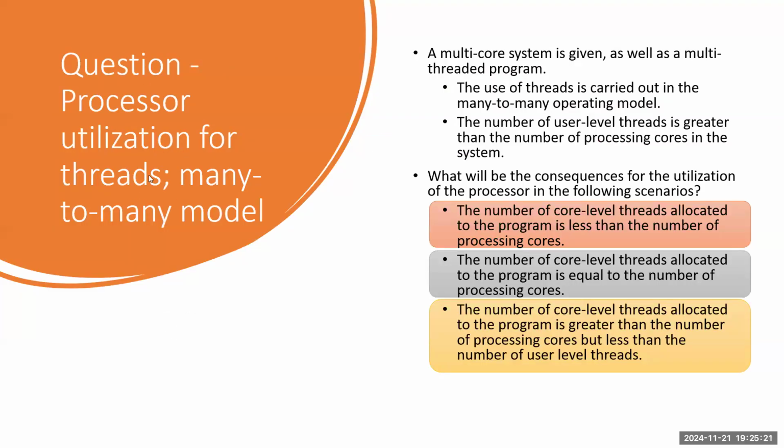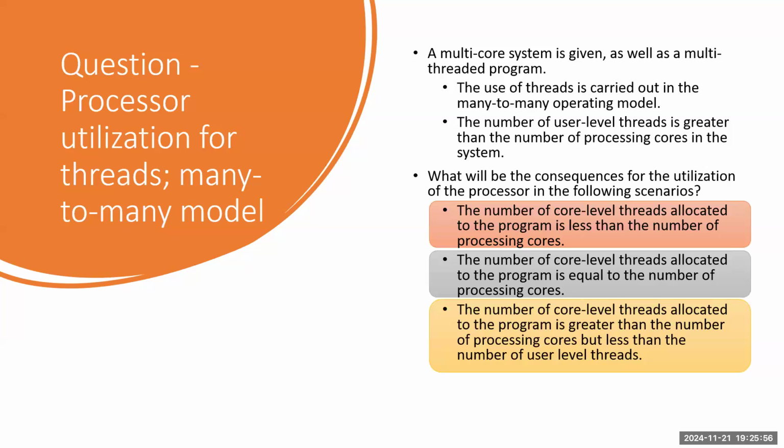Question, processor utilization for threads, many-to-many model. Oh, so now we're talking about models. We'll talk about this in the lecture also. A multi-core system is given as well as a multi-threaded program. Okay, so here's an interesting question. We have a multi-core system with many processors, and we have a multi-threaded program. The use of threads is carried out in the many-to-many operating model. In other words, what does that mean, many-to-many operating model?